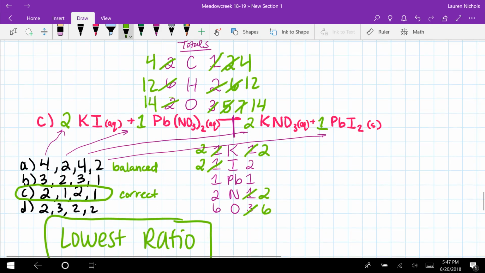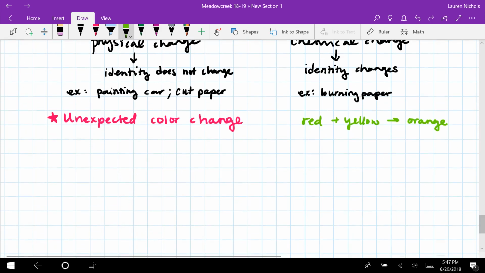However, if we were to look at one of the equations we balanced earlier, potassium iodide plus lead nitrate produces potassium nitrate and lead iodide. What would happen is we would see that I start off with 2 clear liquids, and when I mix them together, I get a yellow solid plus 1 clear liquid still. So if we look at the color change, we have 2 clear liquids making something yellow. That is unexpected. So that is an indicator that a chemical reaction has occurred.